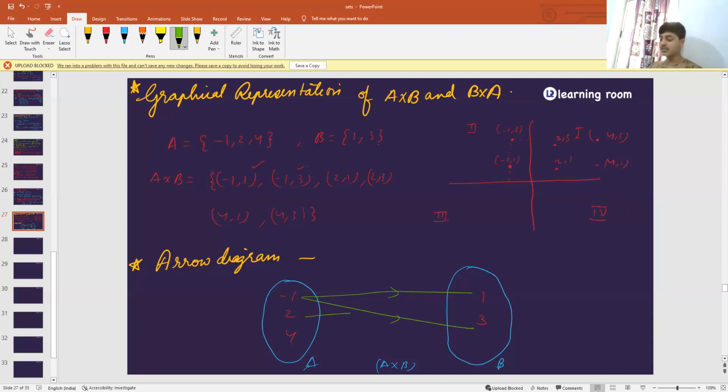Second, 2 will be like this. I should change the color. Yellow maybe. 2 will be like this. Arrow this side. Then 4 will be like this, and 4 like this. Arrow this side. Understood, everyone? If you had done B cross A, it would just be the opposite arrows. That's it. Write it down.